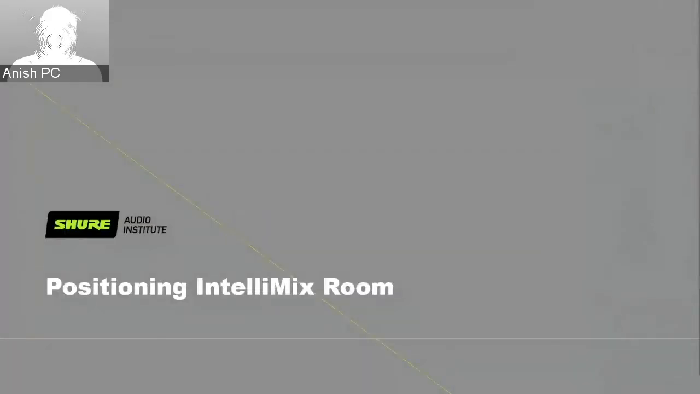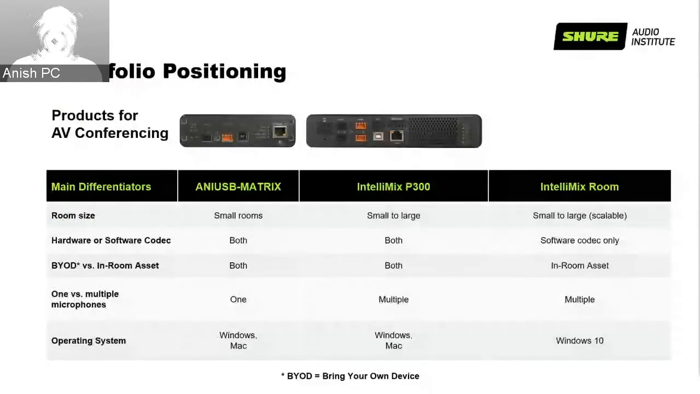Positioning IntelliMix room. Now let's take a look at the Shure portfolio of products for AV conferencing, which features the ANI USB matrix, IntelliMix P300, and the IntelliMix room. When you compare the room size, the ANI USB matrix is for small rooms, the P300 is for large rooms, and the IMX room is scalable from small to large rooms. If you compare hardware or soft codec, the ANI USB matrix can support both. The P300 can support both, while IMX room supports the software codec only for the time being.